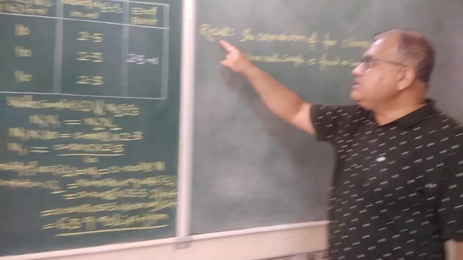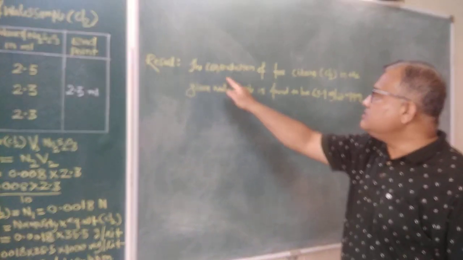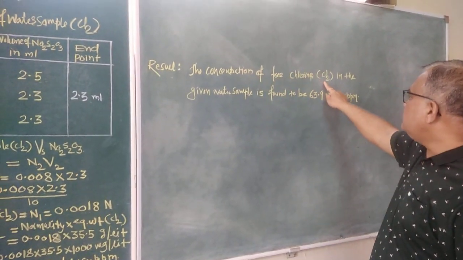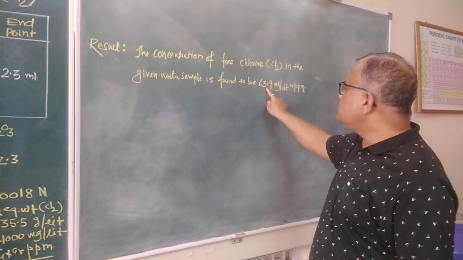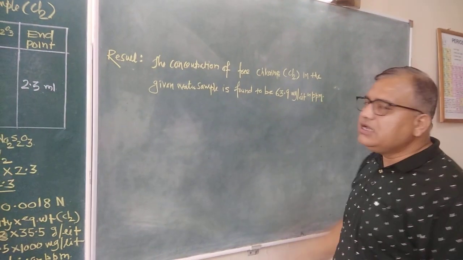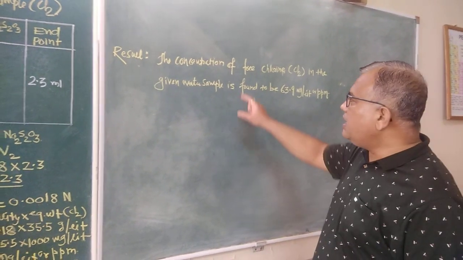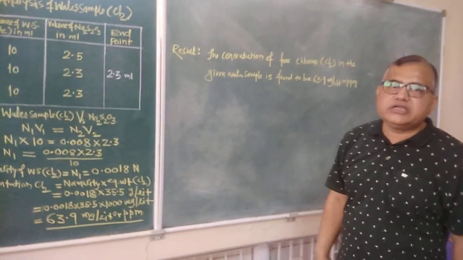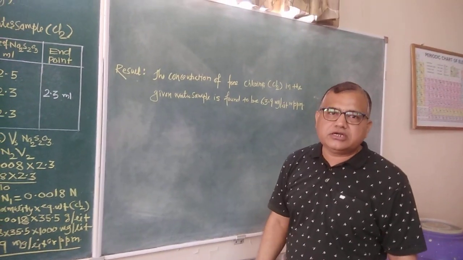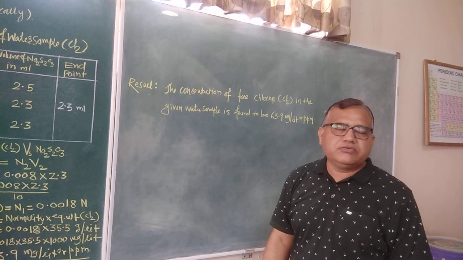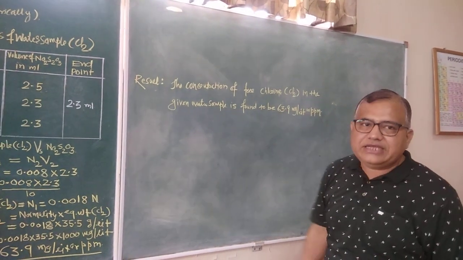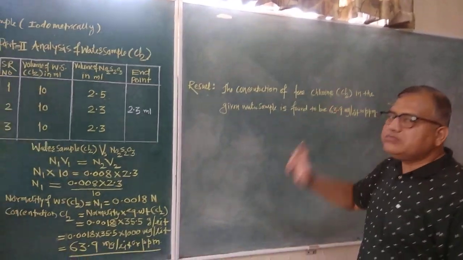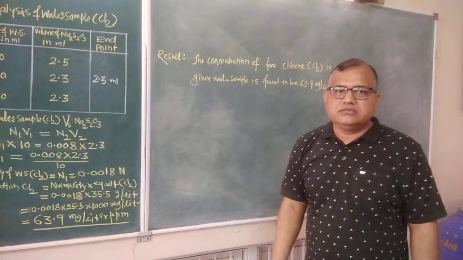In this way, in the result, you write that the concentration of free chlorine in the given water sample is found to be 63.9 milligrams per liter or ppm. And I have already told you about the concentration of chlorine present in drinking water. It should not be greater than 250 ppm, otherwise it will be dangerous for drinking. And it is now 63.9, so it's okay, this water sample is suitable for drinking.